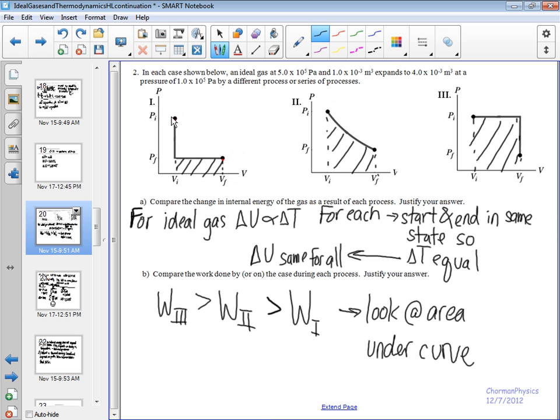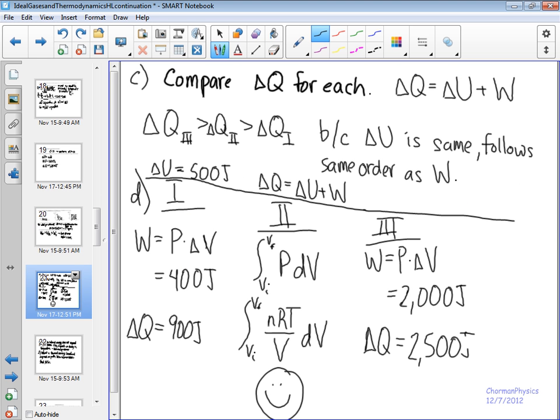All right. So the next part says, let's compare the thermal energy added to or removed from the system during each process. Okay. So if we have the equation that delta Q equals delta U plus the work done by the system, knowing that delta U stays the same and that the work varies for each case, we can see that the thermal energy added must be greatest in the case where the work done by the system is the most. So in this case, it follows the same order as the work done by each process.